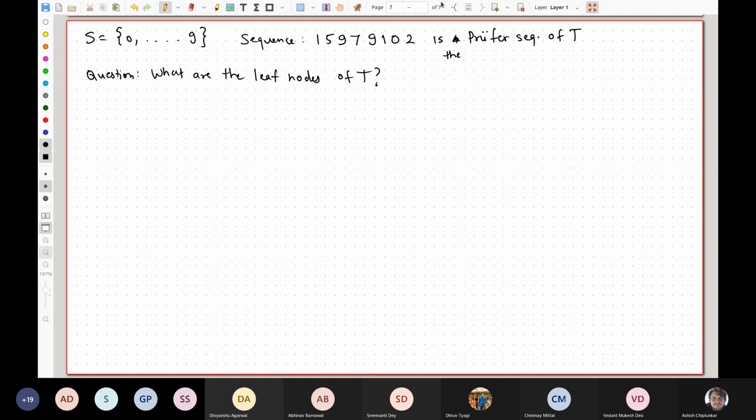So then how can 9 be in the sequence, if we cannot delete 9? What are we recording? We are not recording what you deleted. You are recording its neighbor. Right. So my question is, what are the leaf nodes in this tree? Any good guess to that?